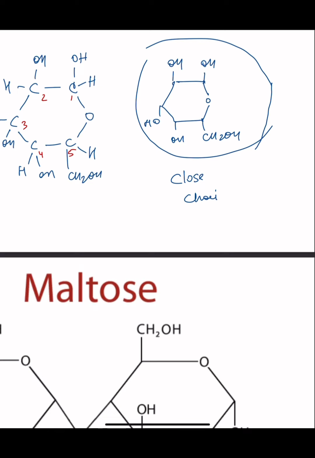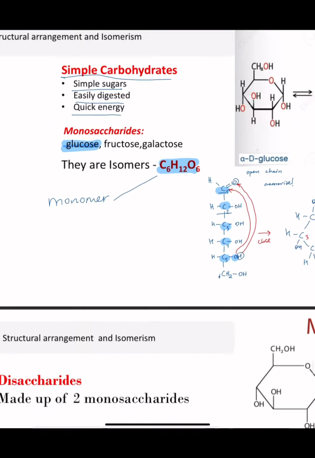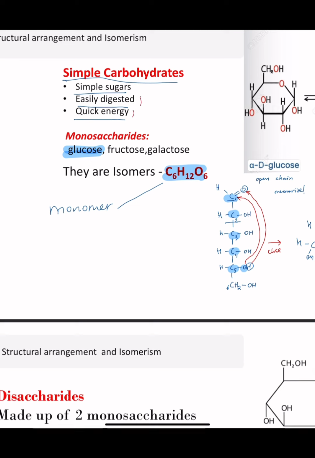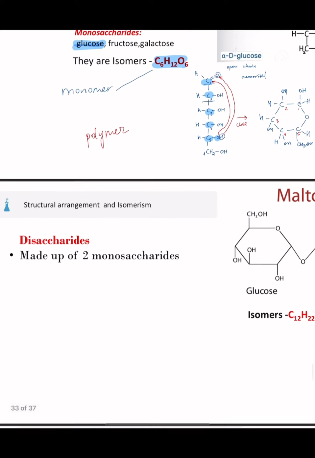But the main thing is you need to know how to number it, because the first carbon is here, second, third, fourth, fifth, and sixth is here. Okay, so this is your glucose, and glucose is super easily digested, quick energy, and simple sugar. The reason we call it simple is because it is made of one monomer. But when you have lots of glucose connected to each other, you make a polymer, and that polymer is a complex carbohydrate.